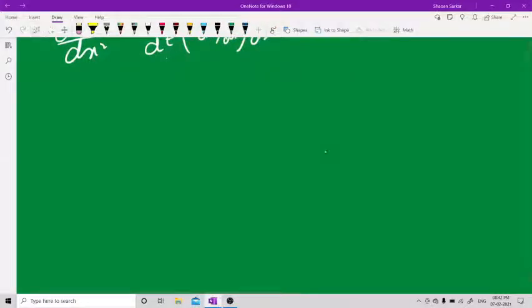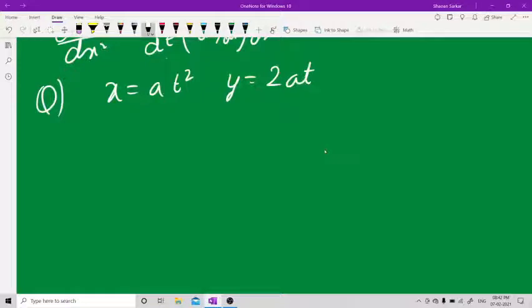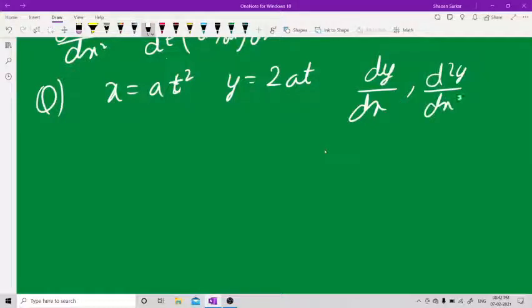is question. My first question is x is given as at square, y is given as 2at. These are actually for a parabola. This is the parametric equation of a parabola basically. I want to find dy by dx. I want to find d2y upon dx2. Both I want to find.